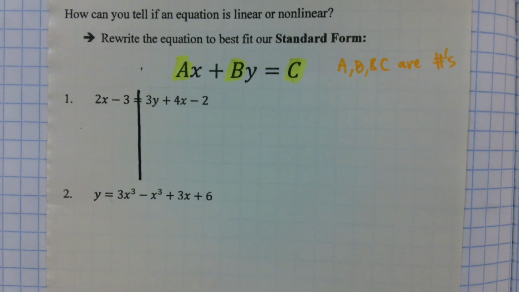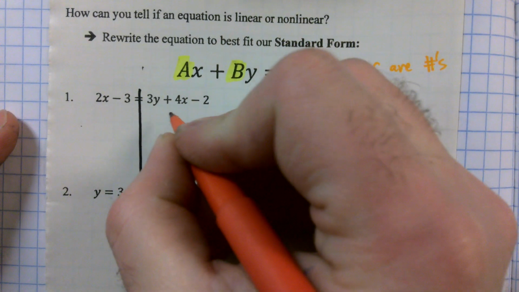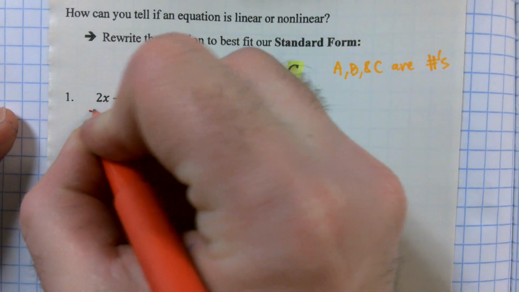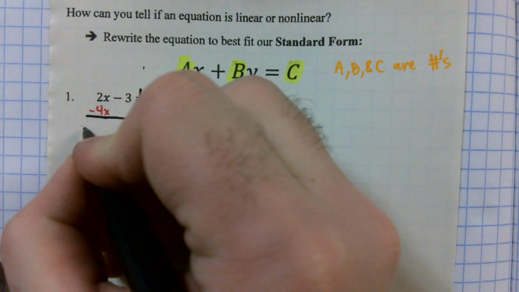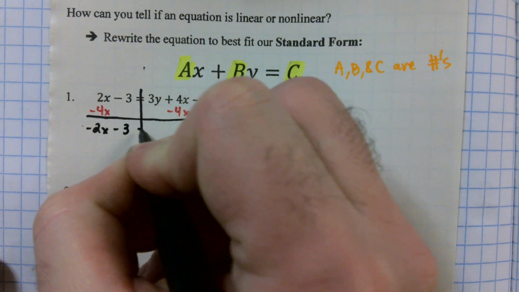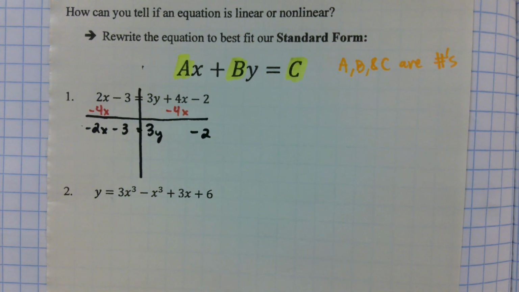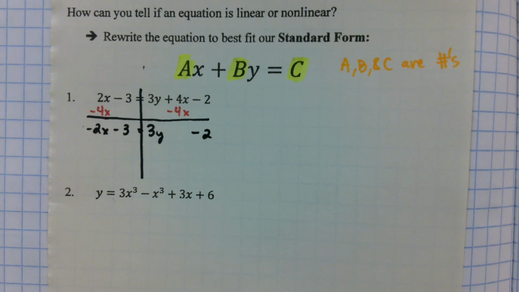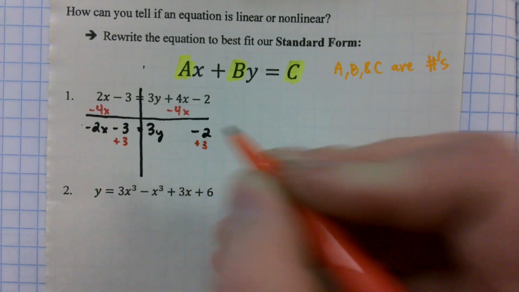Alex, what can I do? Subtract 4x from both sides. Okay, I'm going to bring all my x's and all my y's over to the left. So I'm going to subtract 4x, subtract 4x. Now I've got negative 2x minus 3 equals 3y minus 2. What can I do now? Liana? You're gonna add 3 to both sides. Okay, we'll bring the constant to the right, add 3 to both sides.